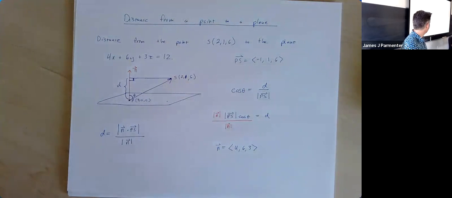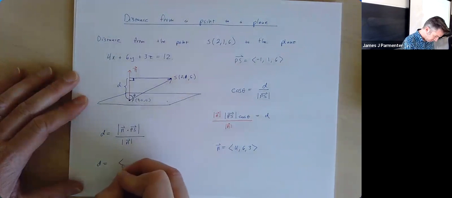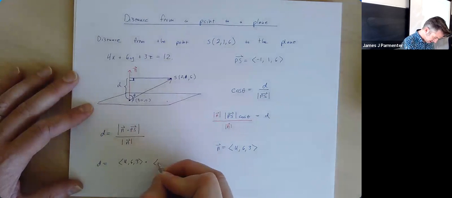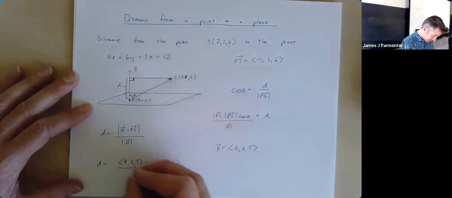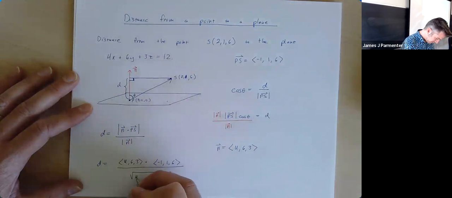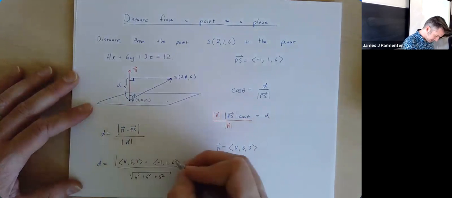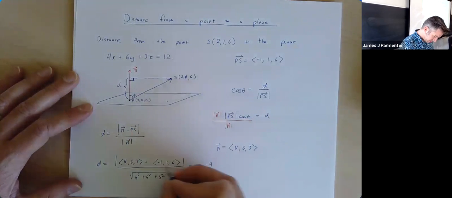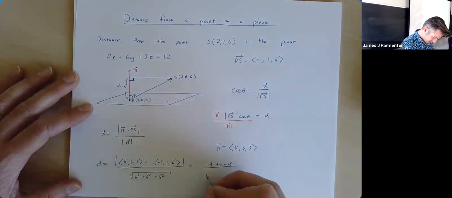Kind of cool, actually. So here, if we want to find our distance, it's going to equal, well, let's see. I'm going to have 4, 6, 3 dotted with my PS, which is -1, 1, 6, divided by the magnitude of N, which is the square root of 4 squared plus 6 squared plus 3 squared. And then I guess I should put absolute values around this because maybe it's going to come out negative. So then we're going to get, let's see, 4 times -1 plus 6 times 1 plus 3 times 6 divided by square root of 16 plus 36 plus 9.